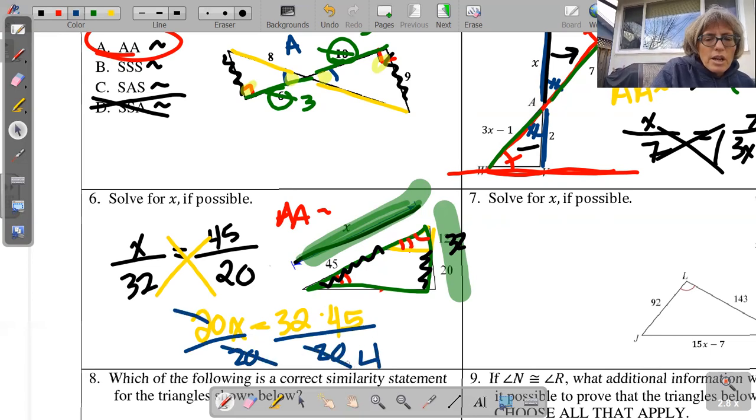Five goes in there 4 times. 5 goes in there 9 times. 4 goes in there 8 times. 8 times 9, 72.